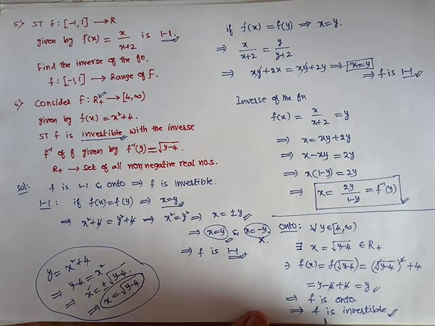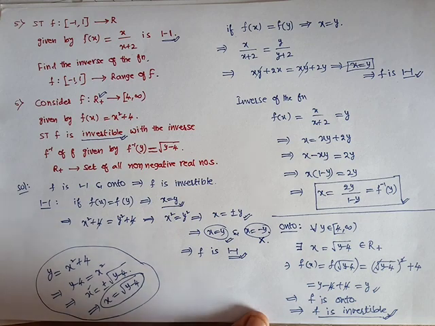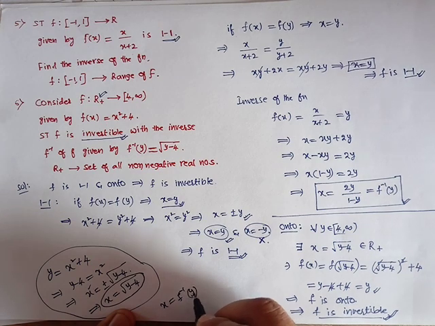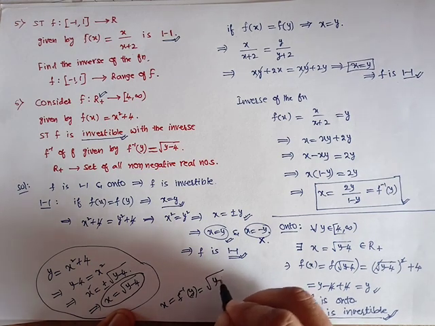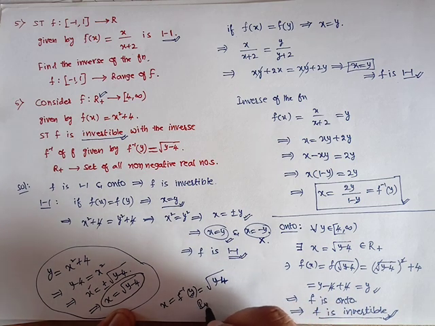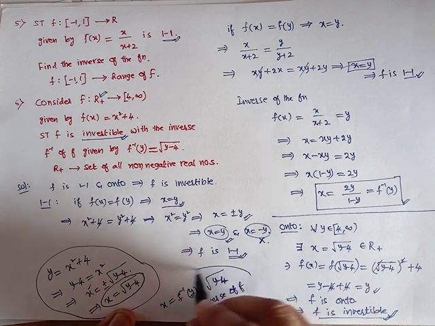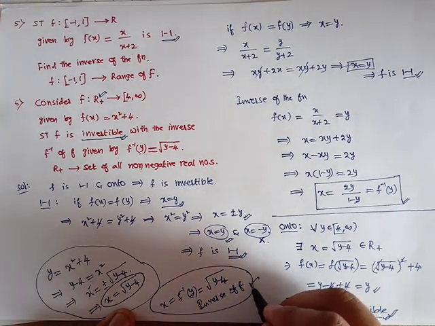That's it, and whatever value you're getting here for x can be taken as x = f⁻¹(y) = √(y − 4), so this is your inverse of f. You keep it aside.